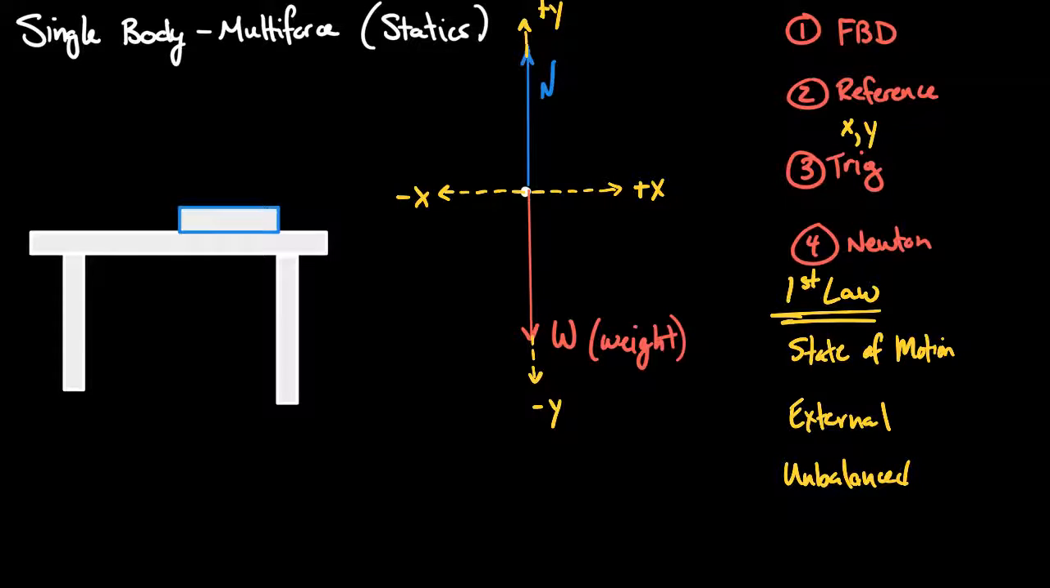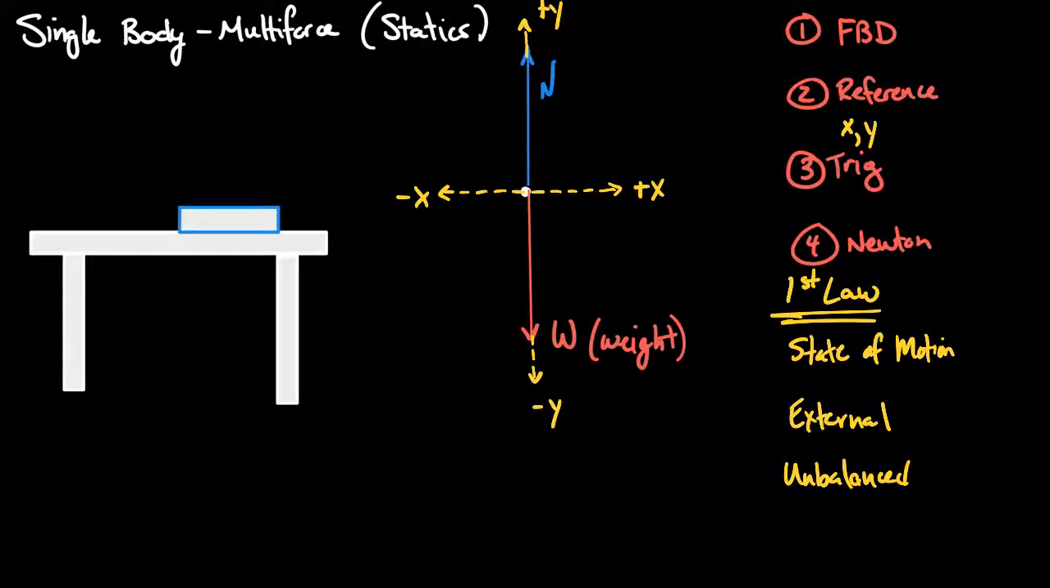State of motion. We're talking constant velocity or at rest. That's what this law is about. Maintain its state of motion, so maintain its velocity, or maintain being still. If one of those two conditions is met, it's a first law problem.